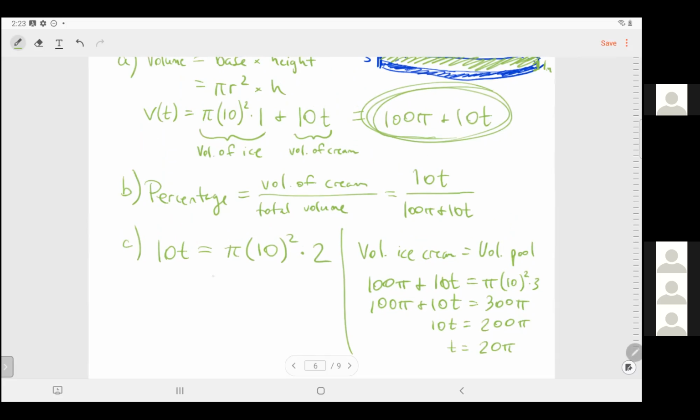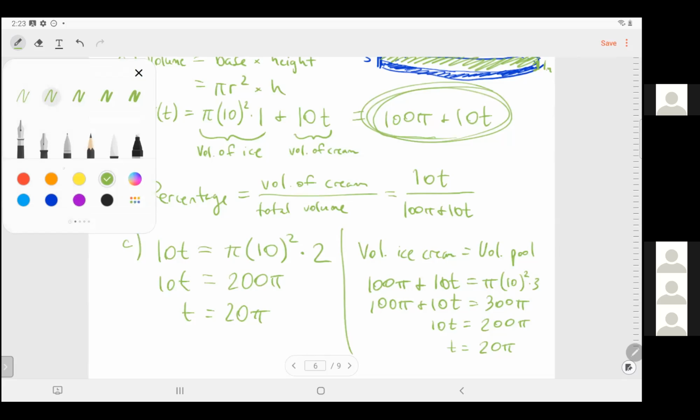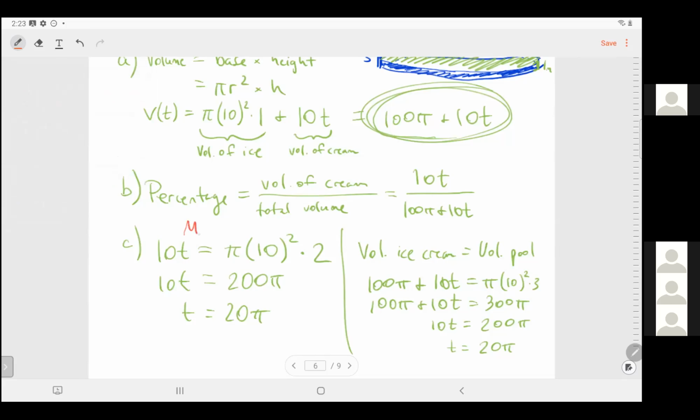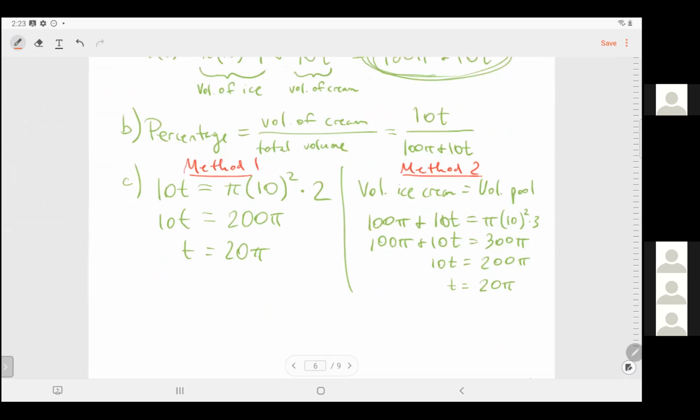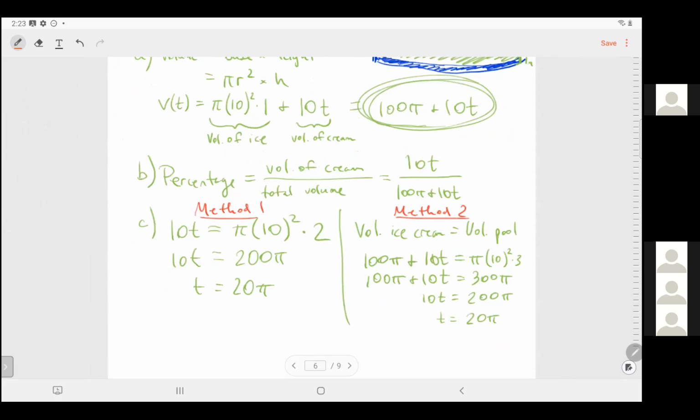And you get the same answer over here, right? So I might as well work this out as well. That right side was 200 pi, this was 10t, divide by 10, and you get 20 pi as well. So either way works. Any questions so far? Okay, I think there's a part D.